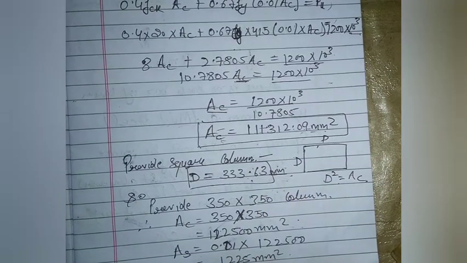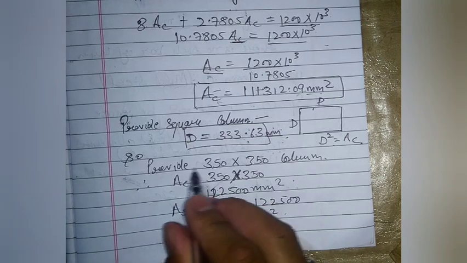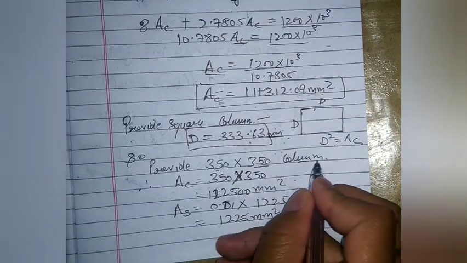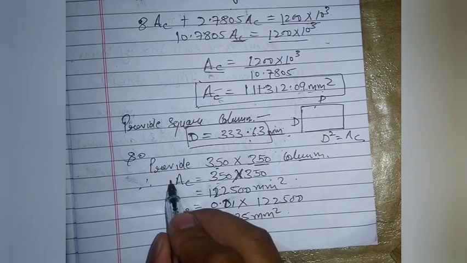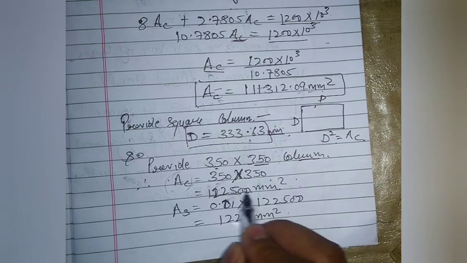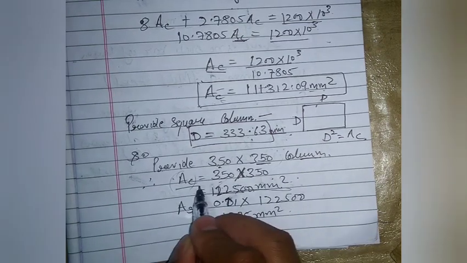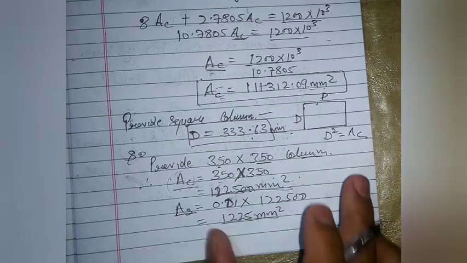Okay, so let us provide here a 350 into 350 column. When we provide this 350 into 350 column, the area of concrete comes out to be 122500 mm square. This is the area of the concrete, and now the area of the steel is coming out to be 1225 mm square.